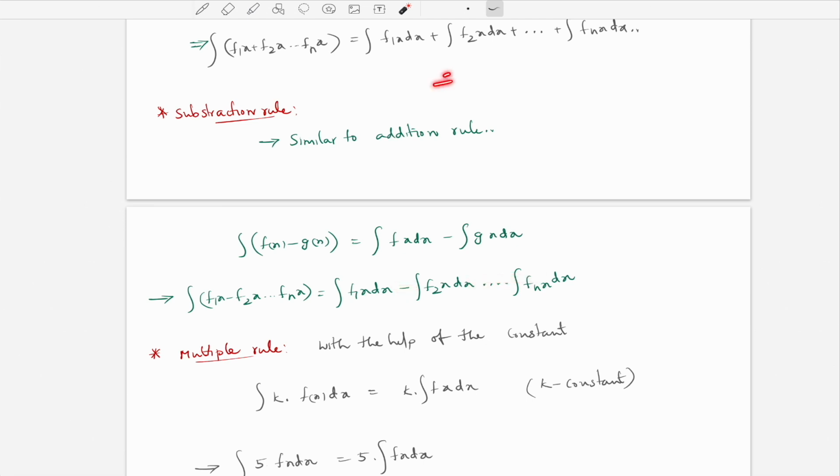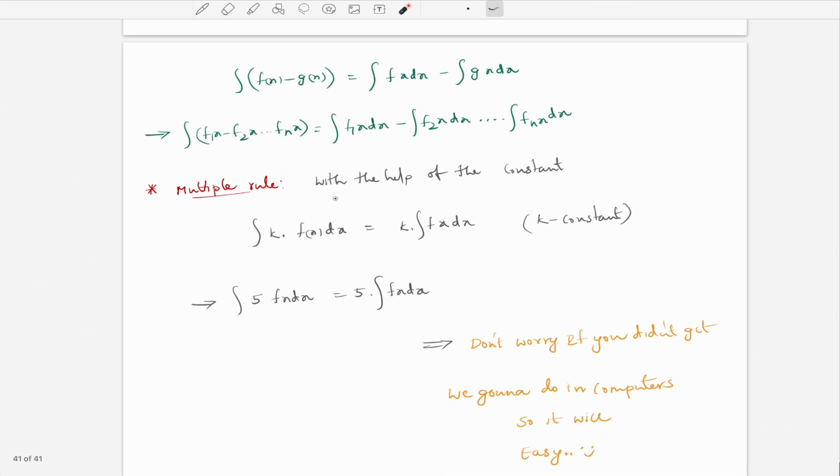We have addition over here, we have subtraction over here, and just similar to that we have the multiple rule. We just simply multiply this. With the help of the constant, here k is a constant, we just simply multiply with the constant. It's similar to the scalar vector product, or the constant multiple rule in our differentiation, right? So we multiply with the constant. Whatever it may be, the constant may be 5, 6 or 7. So just a constant, and we simply multiply it with the equation, right?